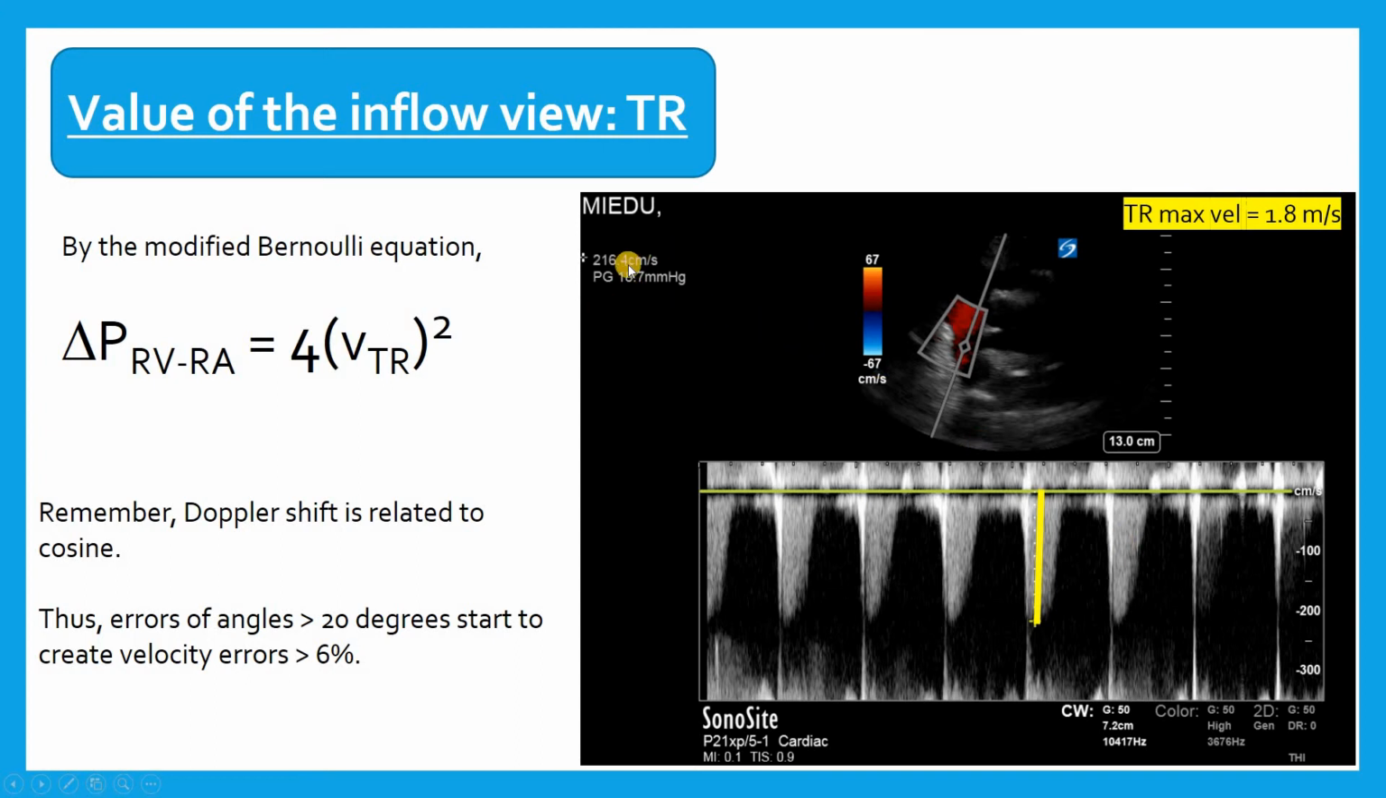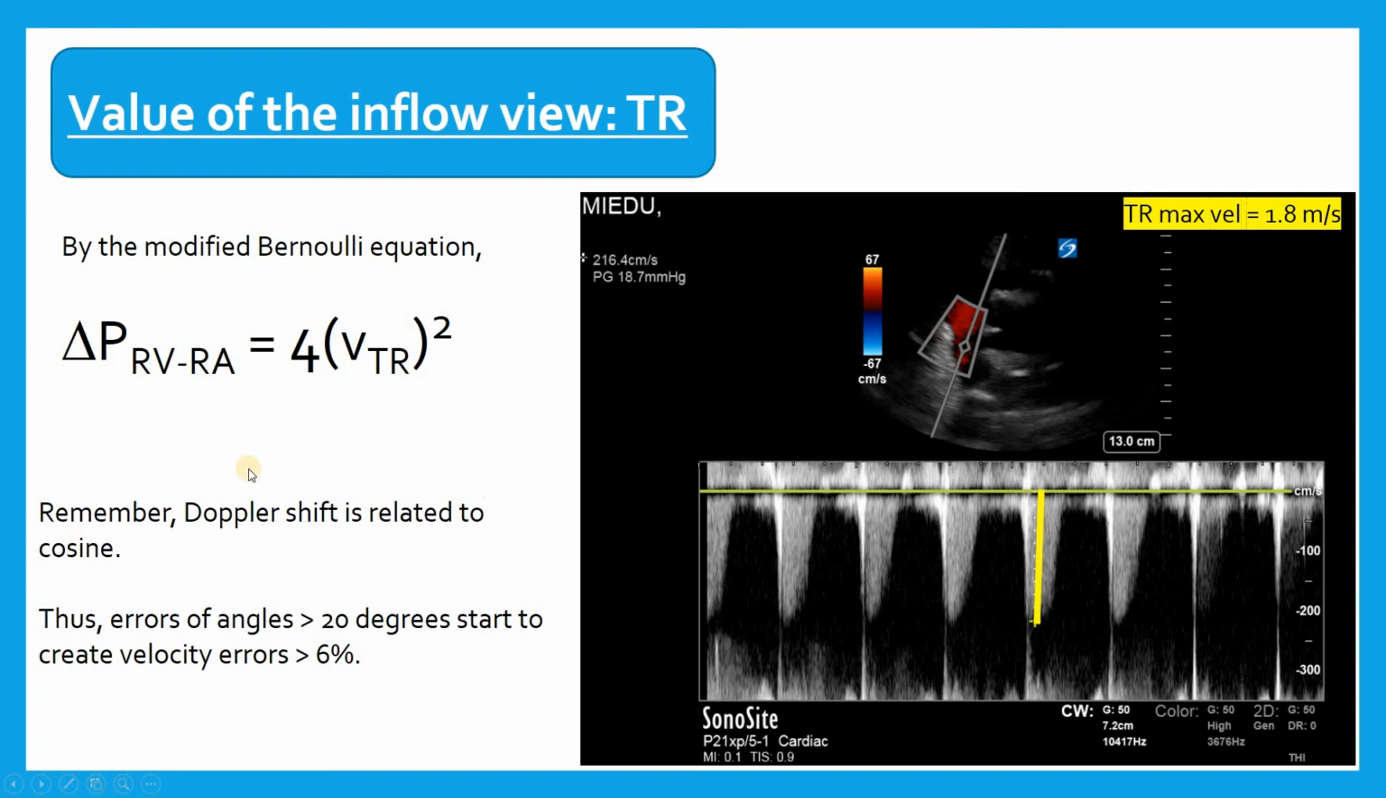Now, most machines are cool in that they actually do the modified Bernoulli equation for you. So in this machine, the machine just spit out that the pressure gradient was 19. So I know my RVSP, RV systolic pressure, is 19 plus whatever my right atrial pressure is. And I can measure that. If I have a central line in place, I can infer that from looking at the IVC and my hepatic veins. But I know that if my right atrial pressure isn't very high, then my right ventricular systolic pressure actually is pretty normal in this patient, even though they have a significant TR jet.